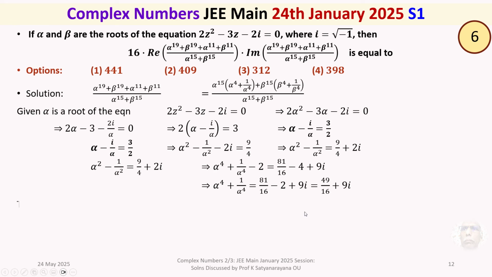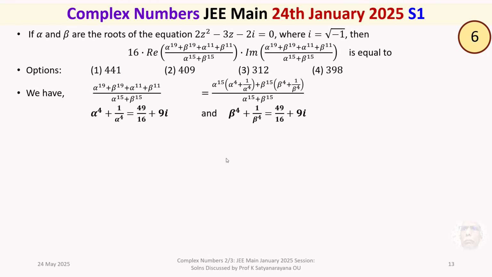In a similar fashion, you will get beta also. The beta also, you will get beta to the power of 4 plus 1 by beta to the power of 4, the same answer, because beta is a root of that one, same steps you will get it. We continue in the next slide.